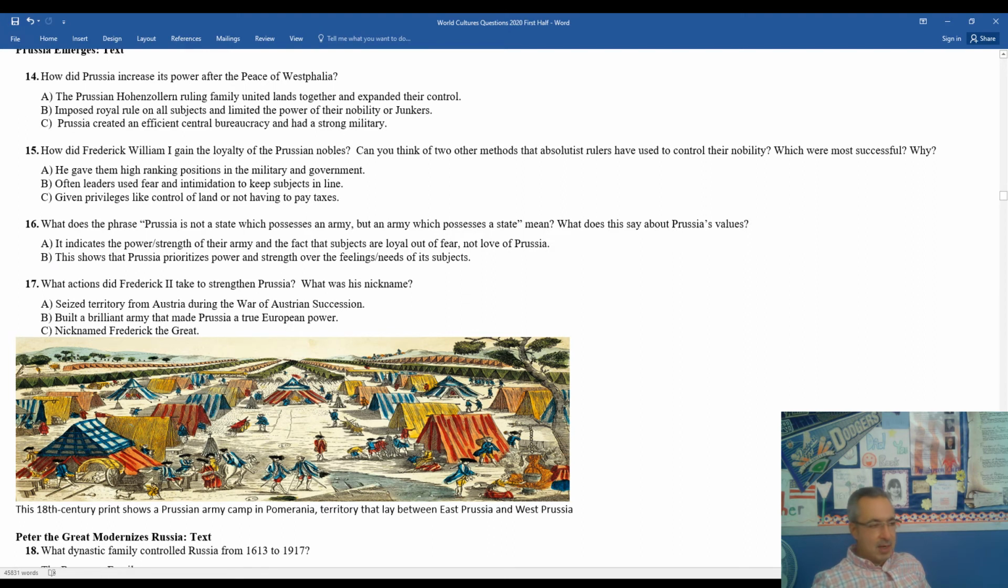You would think at some point in time, these creative nicknames, they'd have some sort of word for great, something that is synonymous with great. Like Frederick the Fantastic, or magnificent, something different than just great. Right, if you look at this little print here, this shows the Prussian army camp in Pomerania. This is a territory that was between East Prussia and West Prussia. You can see how far back the tents go and how organized it kind of looks.